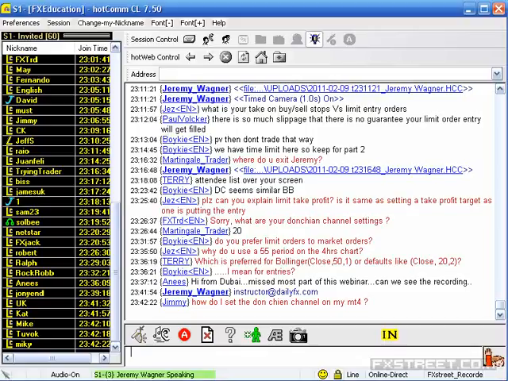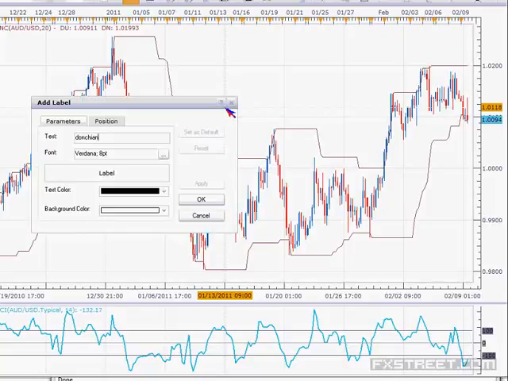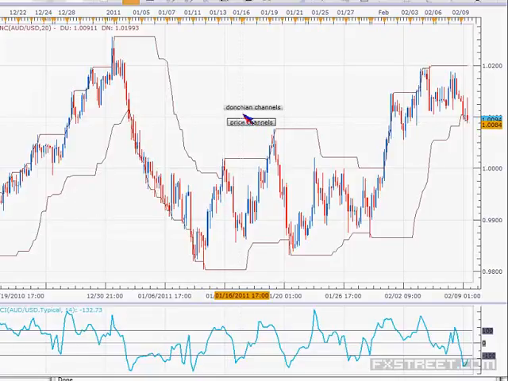Jimmy says, how do I set the Donchian channel on my MT4? I haven't used MT4 in a couple of years, so there's a couple of ways that indicator may show up. It may show up by the name of Donchian channels, spelled like this. It may also show up in MT4 as price channels. I honestly cannot remember what the indicator looks like, but those are essentially the same things, Donchian channels and price channels. So look through your indicator list in MT4 and see if you can find it there.